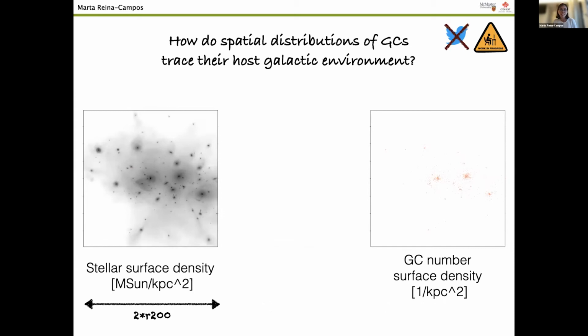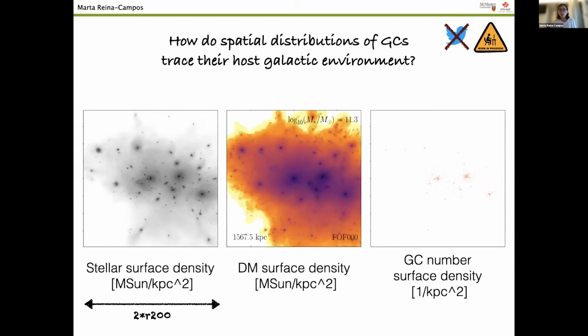What I'm showing here is the stellar surface density on the left and the globular cluster number surface density on the right. This is for the most massive halo in our volume, and you can see that it has a very complex structure, with a central galaxy with lots of satellites. What we want to see is whether we can identify shapes in these projected images that allow us to trace the dark matter surface density and on what scales we can do this.